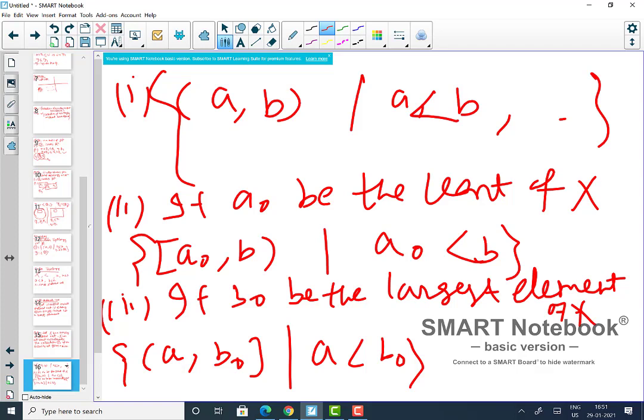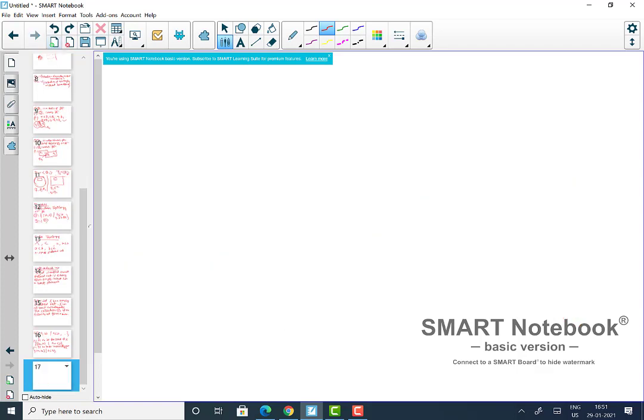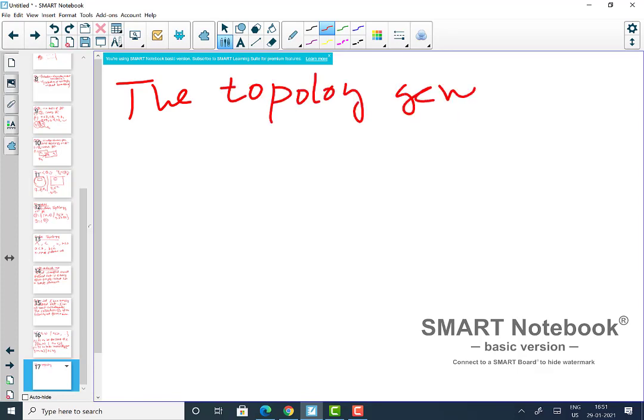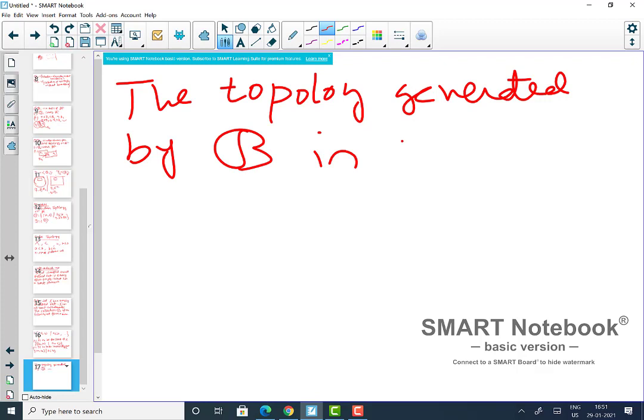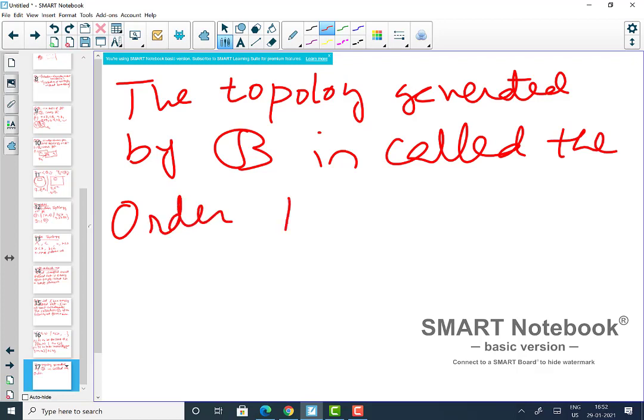So let me finish that. The topology generated by B is called the order topology on X.